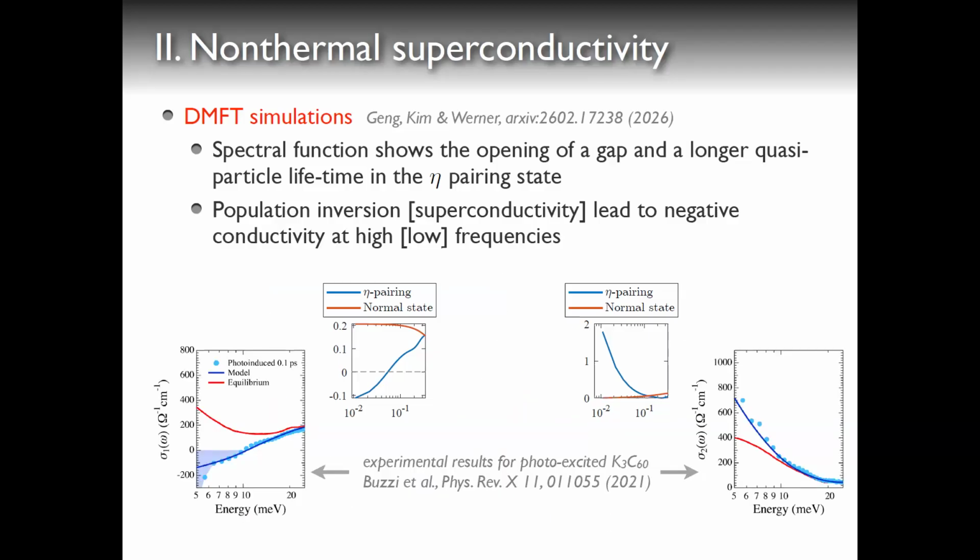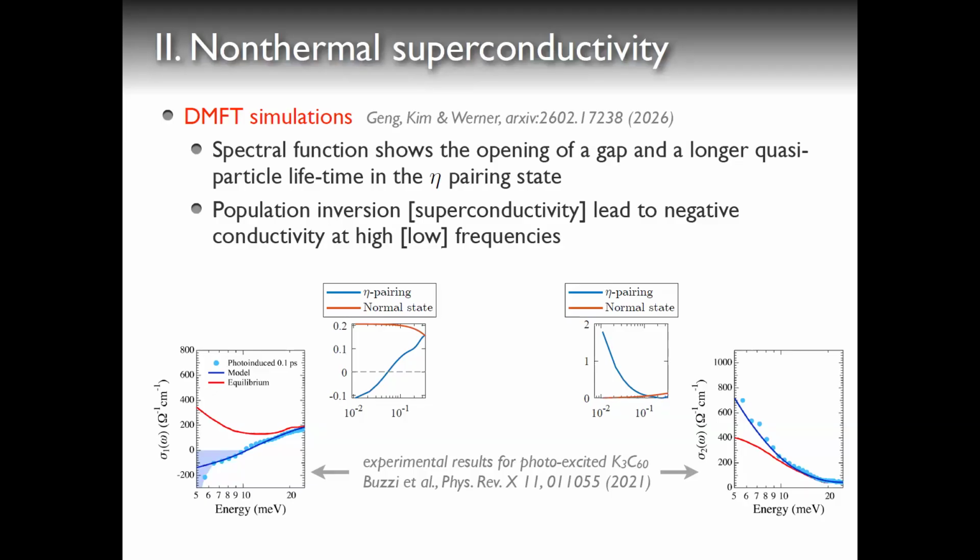So let's compare this to the experiments. For example, on K3C60, you can see that it looks very similar. They also report negative conductivities in some of their experiments, and of course, this 1 over omega-like divergence. So this begs the question: can eta pairing play a role in these experiments?